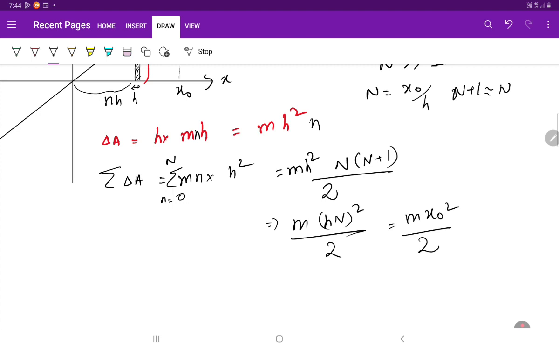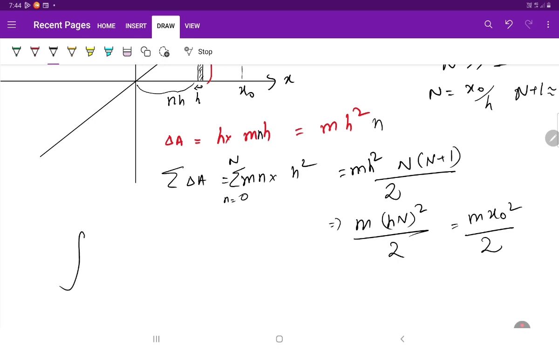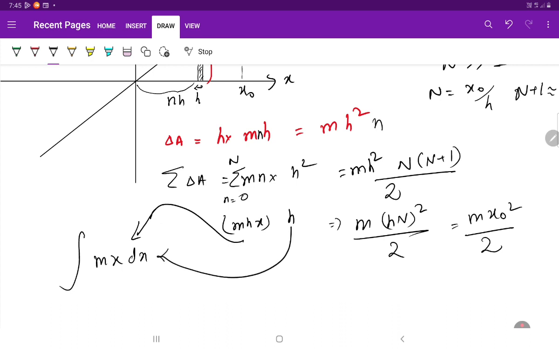And that's the integration. In other words, we say that it is the integral of mx dx. Observe that mnh, I have substituted as mx, and this h I have kept as dx, and the summation is replaced by this snake-like symbol, the S-like symbol, which is called the integral.